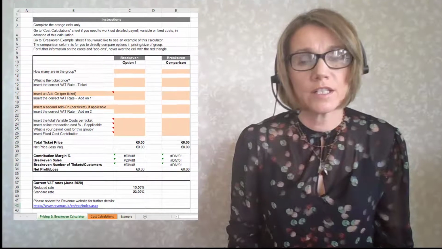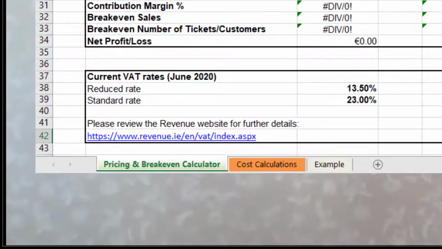As part of Fáilte Ireland's supports on rebooting international B2B business, break-even and pricing for B2C and B2B, this video gives you guidance on how to use the pricing calculator for experiences. This simple calculator consists of 3 tabs: the pricing and break-even calculator, a cost calculations sheet, and an example sheet.